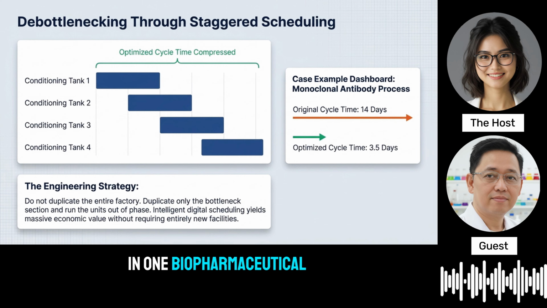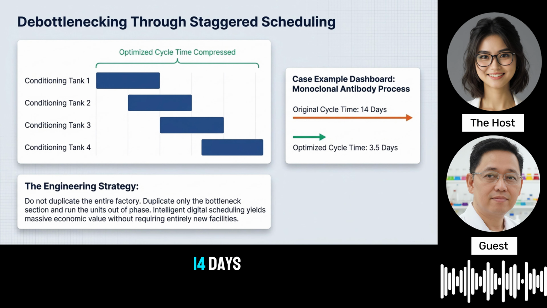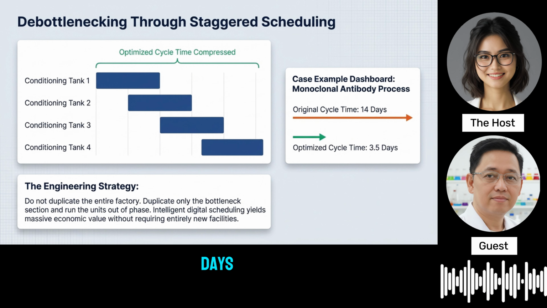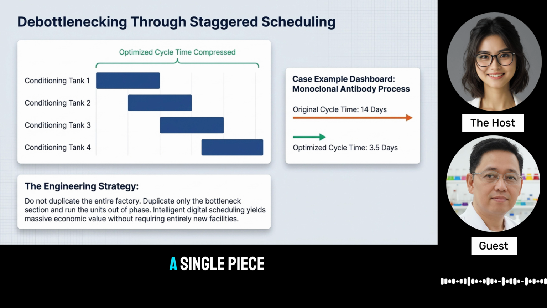In one biopharmaceutical case study for monoclonal antibodies, the initial batch cycle time was 14 days. Okay, 2 weeks. But by adding staggered bioreactors, they slashed the cycle time down to just 3.5 days. Wait, from 14 days to 3.5 days? Yes. That is the magic of debottlenecking in the virtual world before you buy a single piece of steel.